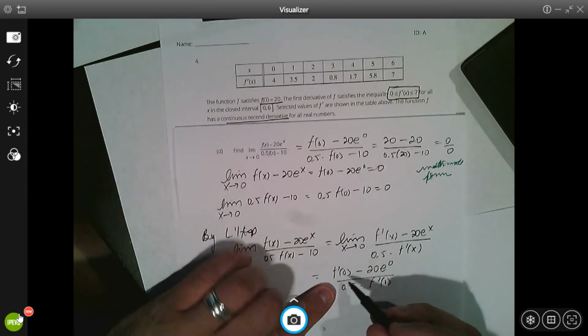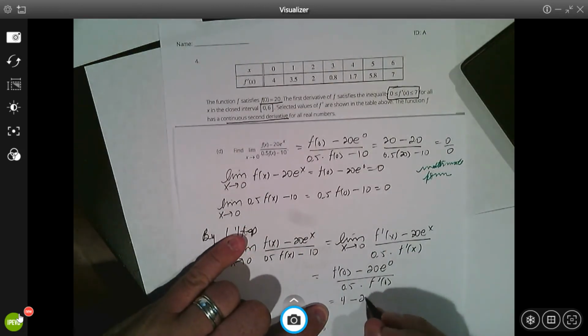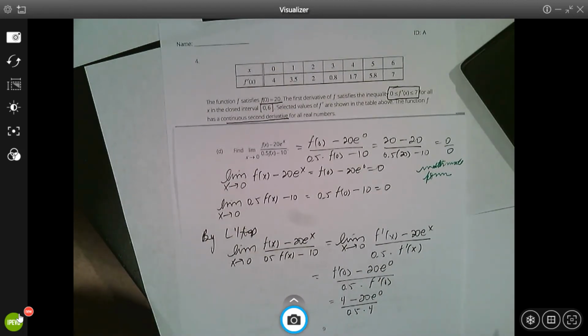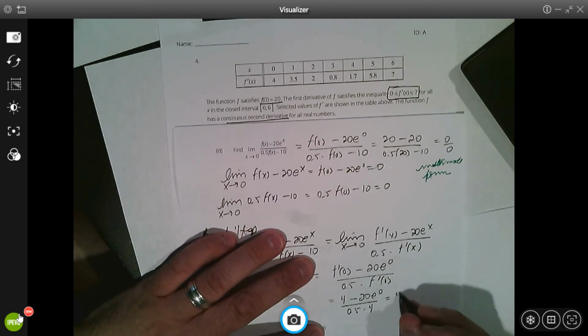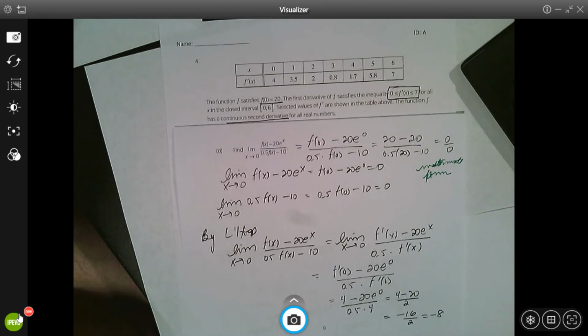Well, what's f prime of 0? F prime of 0, we go to the table and we know that that's 4. So 4 minus 20 e to the 0 over 0.5 times 4. Simplify if you want to. You're going to get 4 minus 20 over 2. That's negative 16 over 2, which is negative 8.